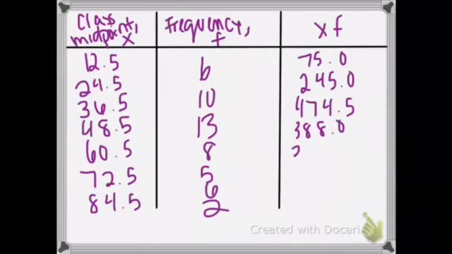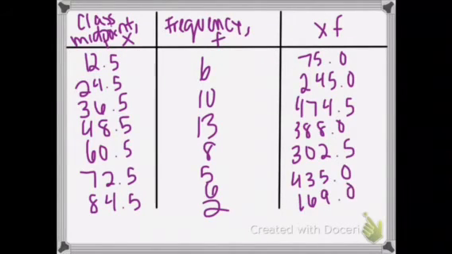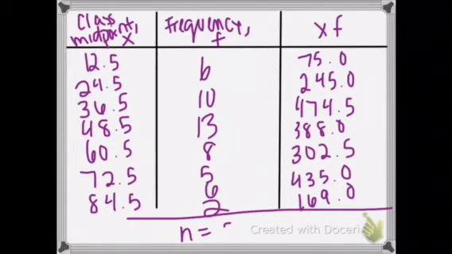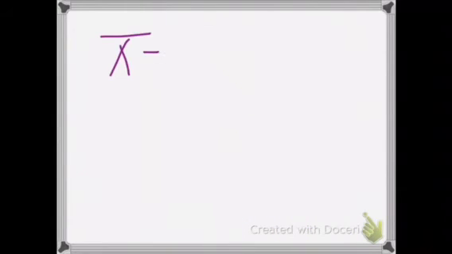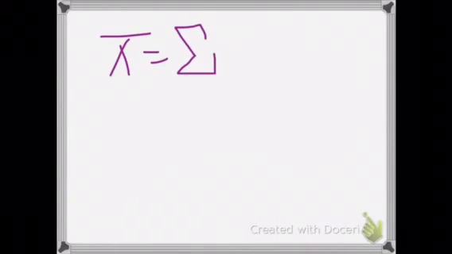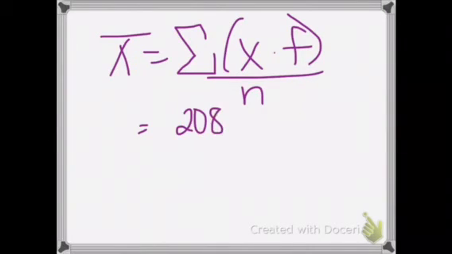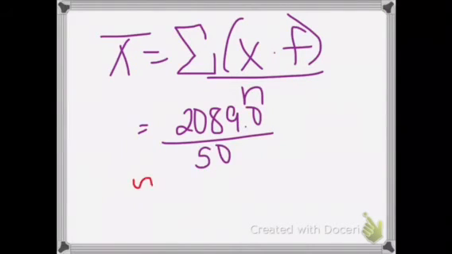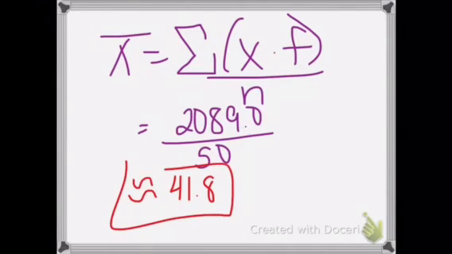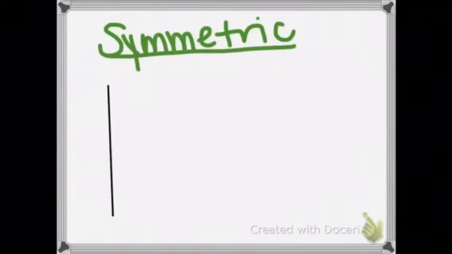After putting all the numbers in the x and f columns, we are going to multiply them together in the right-hand column. Then we are going to add all the frequency numbers together, which equals 50. Then we are going to add all of the xf numbers together, which equals 2089. Then we are going to write out the formula again just so we can see it, and we are going to divide 2089 by 50, which equals 41.8, which is the mean of the frequency distribution.